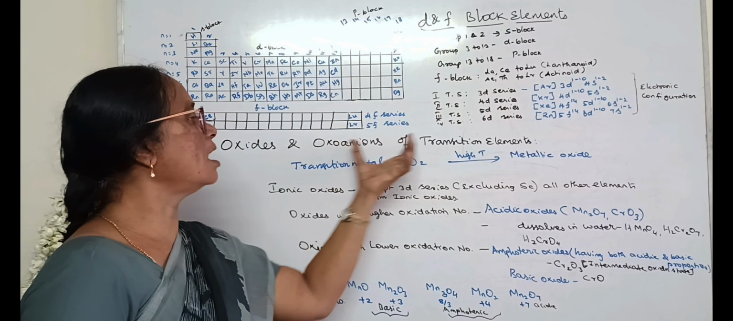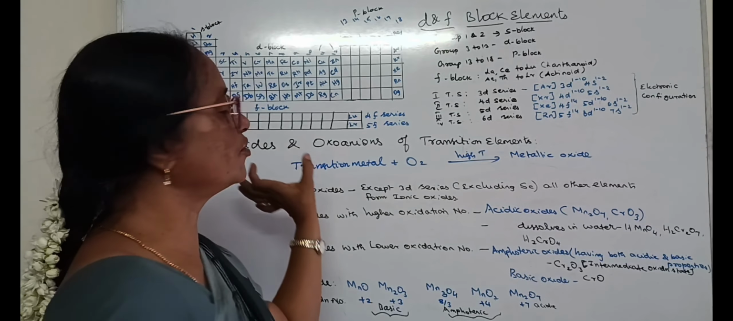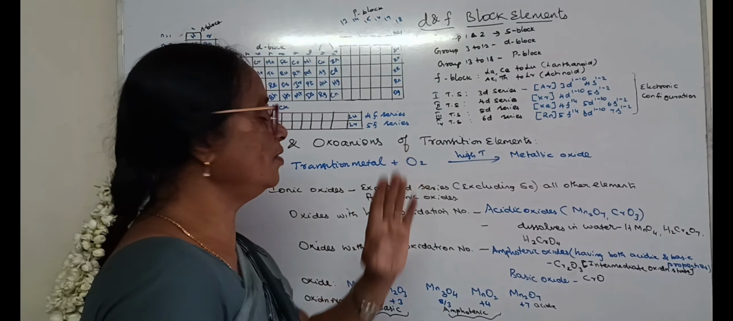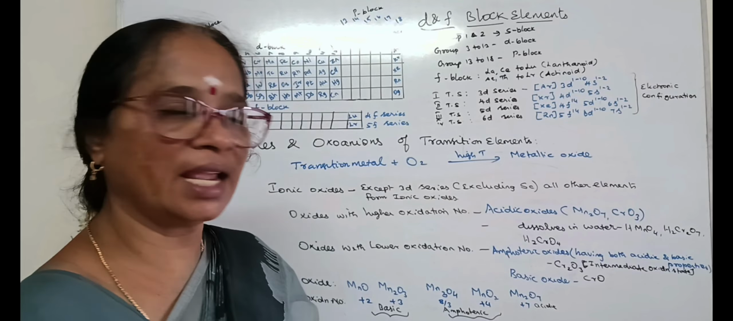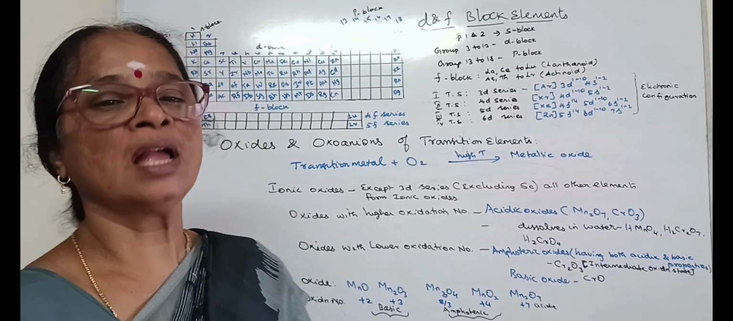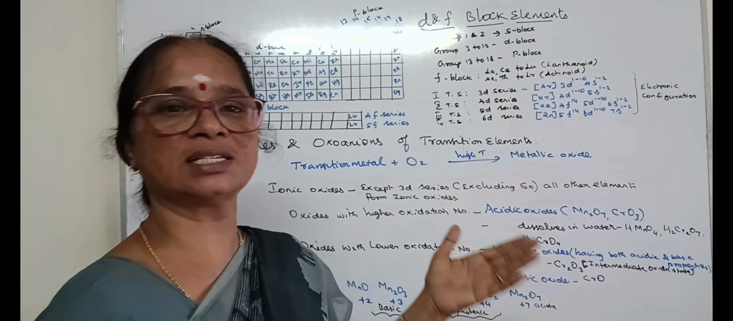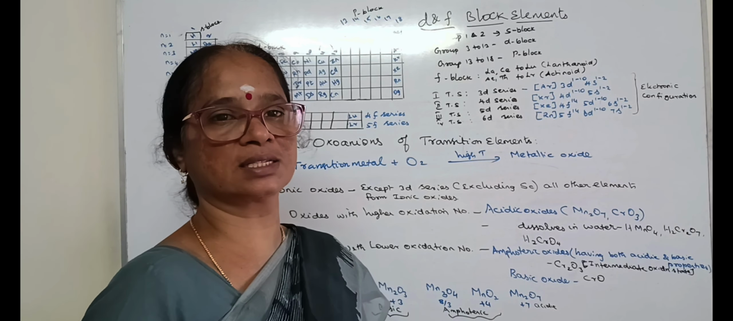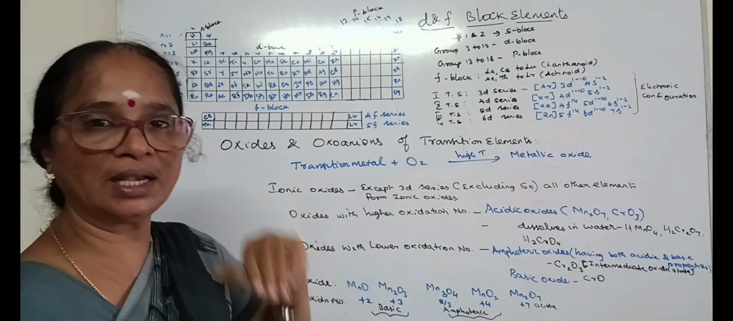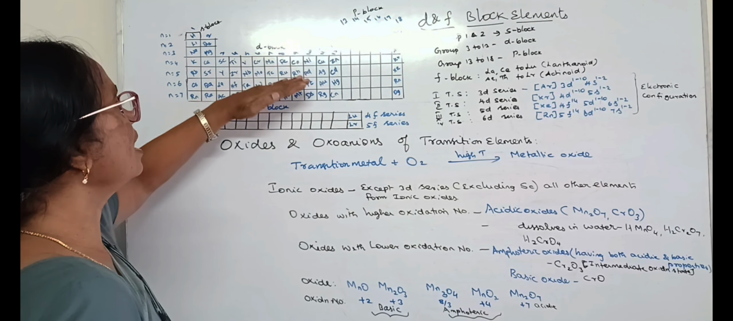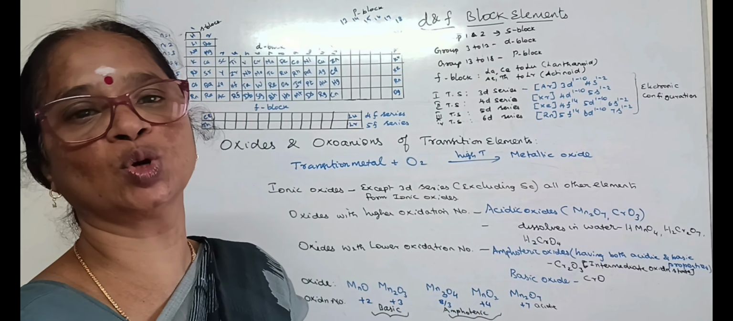The oxides and oxoanions of transition elements are simply formed. How are oxides formed first of all? When the transition metal is heated with molecular oxygen at a very high temperature, it forms a metallic oxide. We know the oxides are either acidic oxide, basic oxide, neutral oxide or amphoteric oxides. When we go down the group of d block elements, metallic character increases, and then the ionic character of the oxides will also increase.